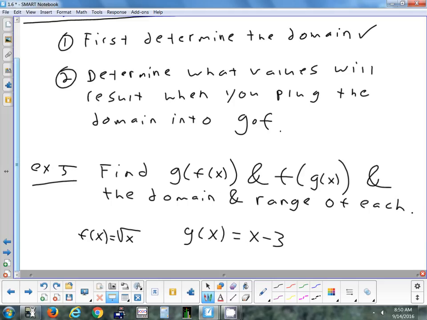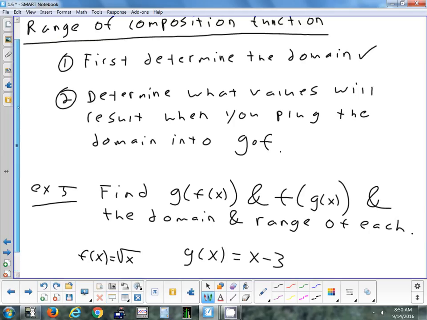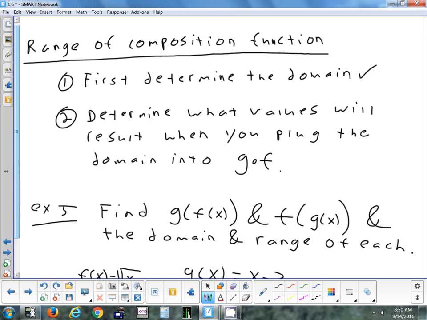All right, I'm not going to do both this time. Let's just pick one. Do you want to do just the first one or just the second one? Just the first one. Okay, so we're just going to find g of f of x, and we'll do the domain and the range. Does everybody have the 2 steps to find the range? Okay.